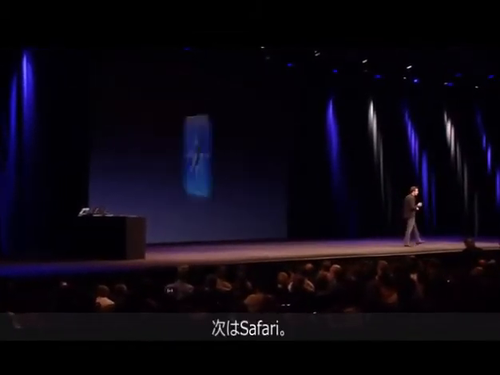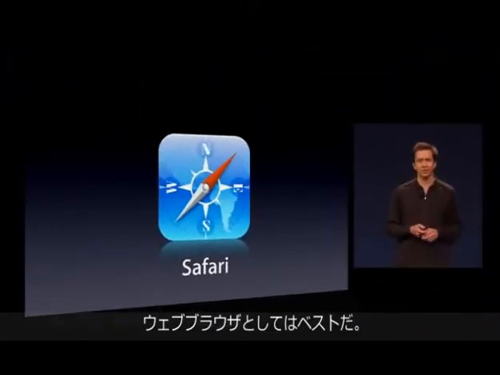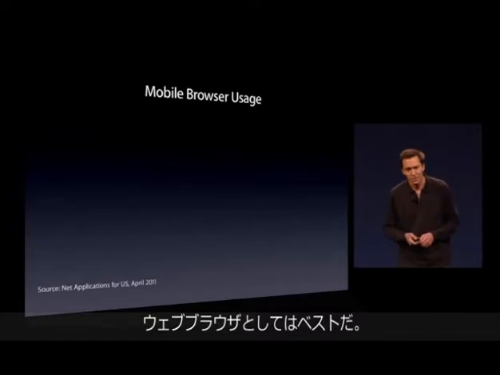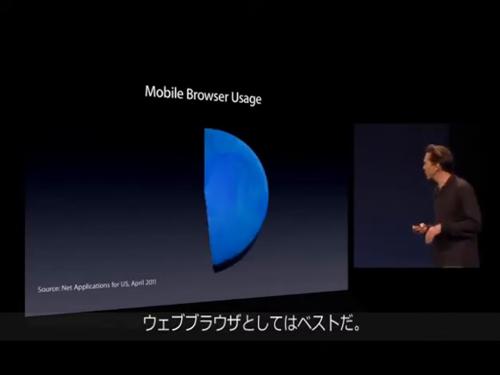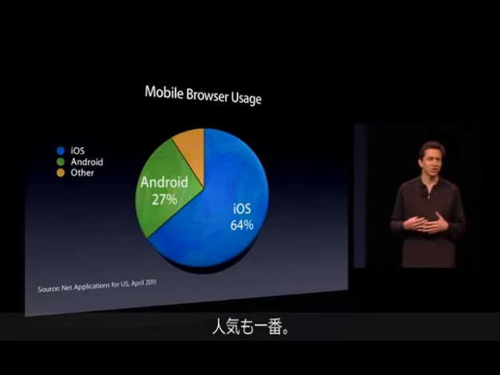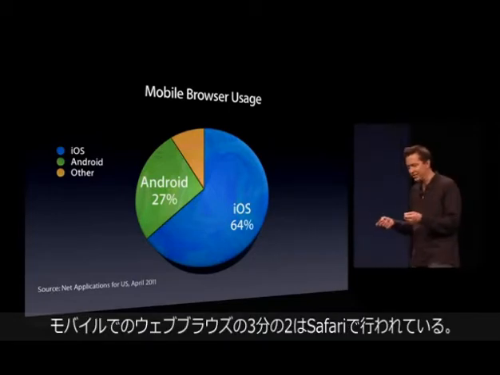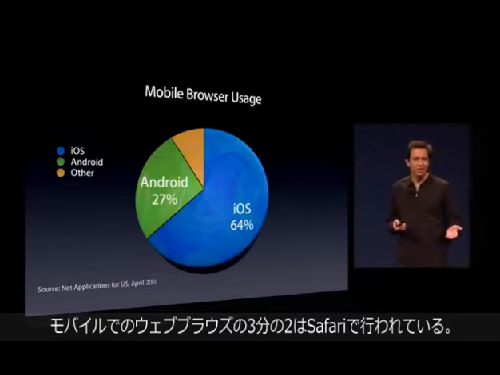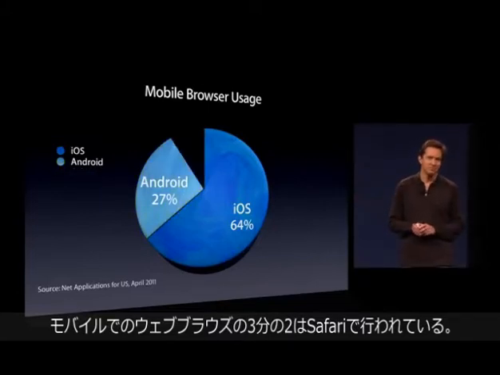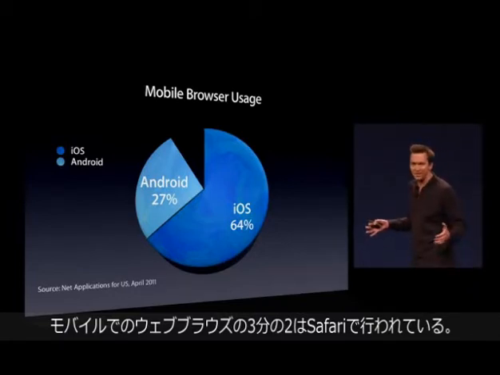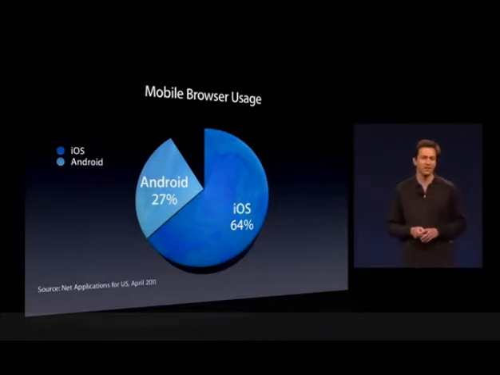Next is Safari. Safari is the best mobile web browser out there. It's also the most popular. In fact, nearly 2/3 of all mobile web browsing is done on Safari. Beyond this, we took Apple's Safari engine and open sourced it. And it's the basis of all web browsing on Android. So the Safari engine is the basis of more than 90% of all web browsing on mobile devices. Well, in iOS 5, we're making Safari even better. We've got some great features.